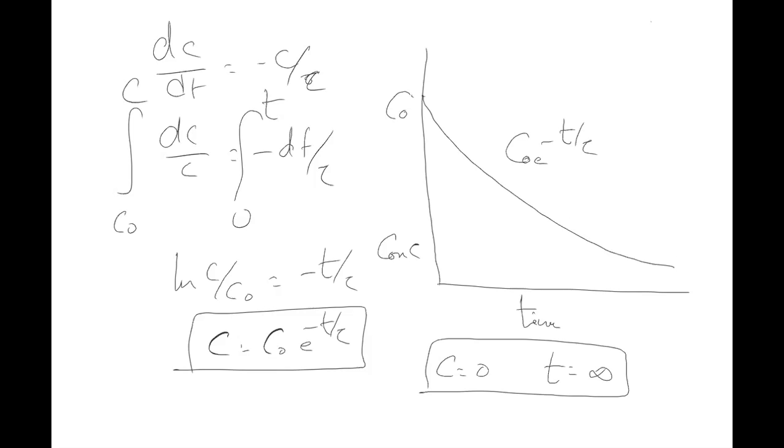Tau is the residence time, no? Residence time of CSTR. C naught is not the slope. C naught is the initial point.